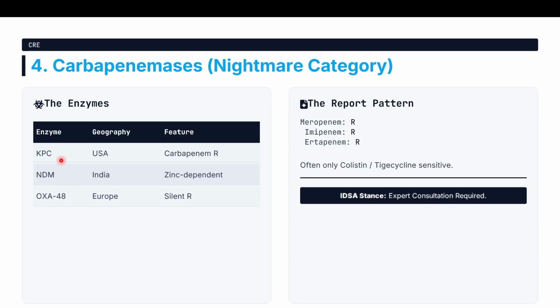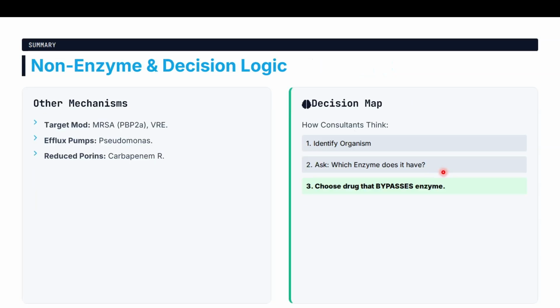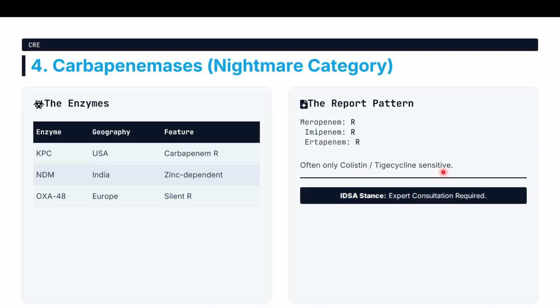Previously, in case of carbapenemase resistance, when the report shows meropenem, imipenem, ertapenem all resistant, it may inadvertently show that ceftriaxone is intermediate or sensitive. Even then, ceftriaxone won't work for these patients, and you must go for an older antibiotic such as colistin or tigecycline as per culture reports. In these cases, IDSA says expert consultation is required.